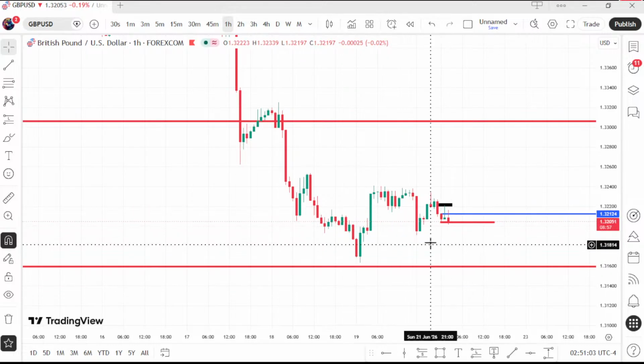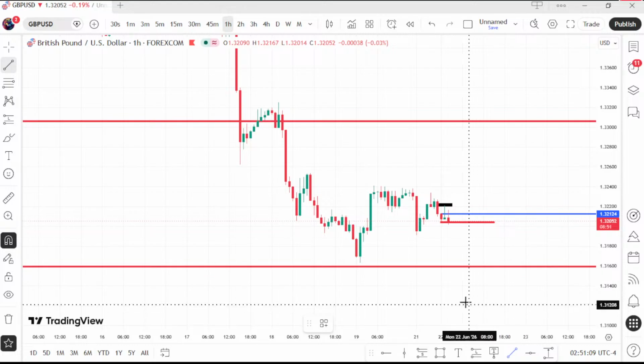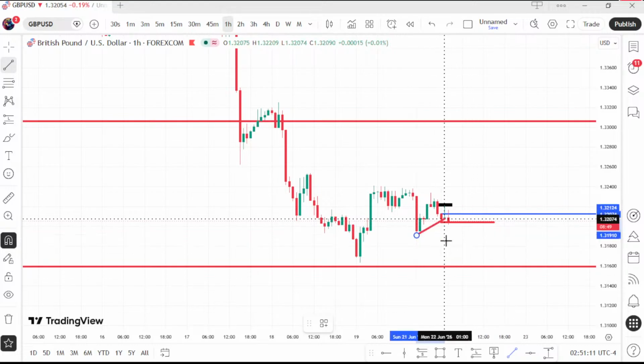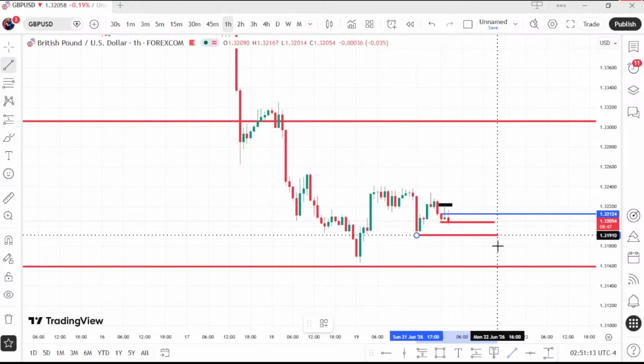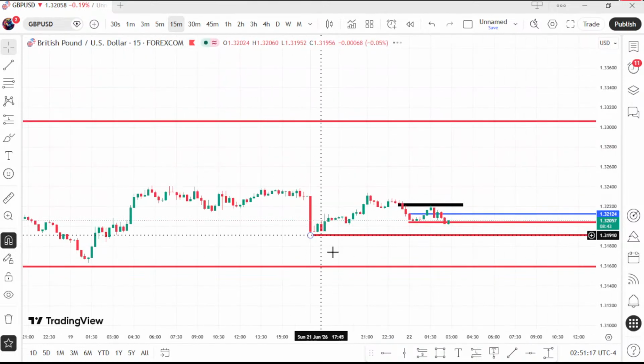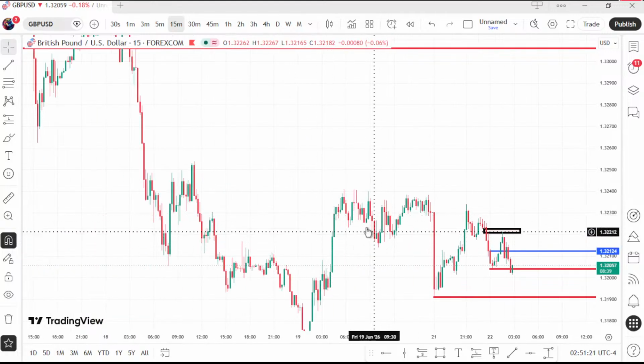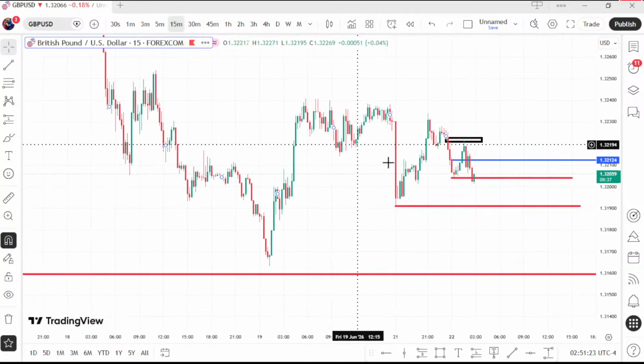So we're still expecting price to go to this sell side liquidity. There are the hourly time frame sell side liquidity. So we're expecting prices to go lower, and price did what we expected. It played out nicely.